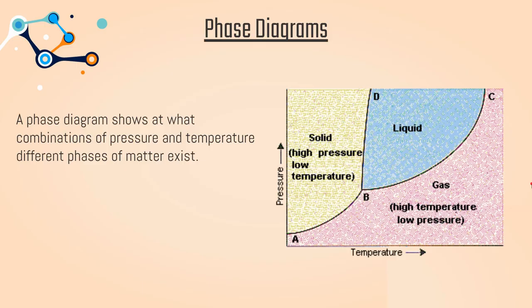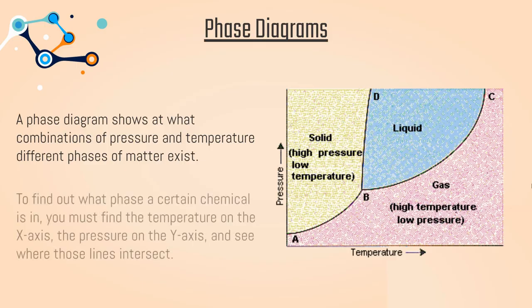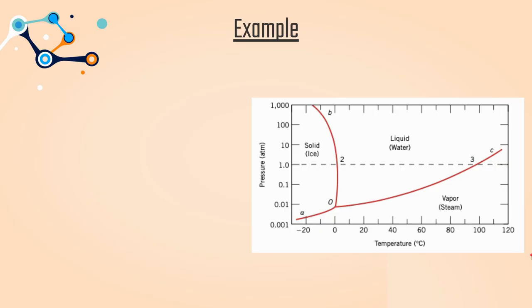So let's talk about how to use these diagrams. Basically, what we do is we go to the x-axis for a certain temperature, the y-axis for a certain pressure, and we'll find what combination they give. On this slide, I'm going to give a quick example. This phase diagram shows water specifically. Basically, every phase diagram is specific to one material, and this is for water.